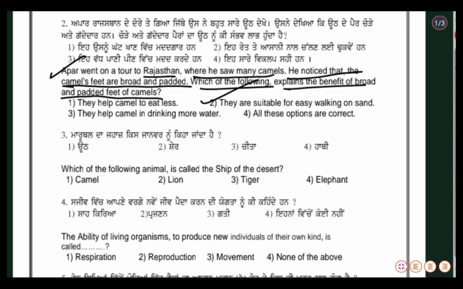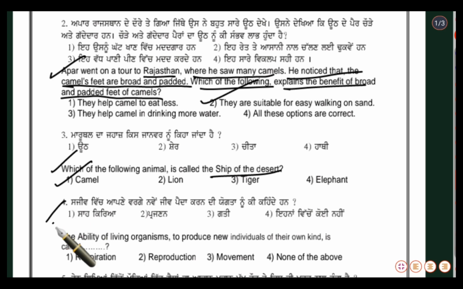Question number 3 is, which of the following animals is called the ship of the desert? The camel is called the ship of the desert because it is well adapted to desert life. So here the right answer is camel.